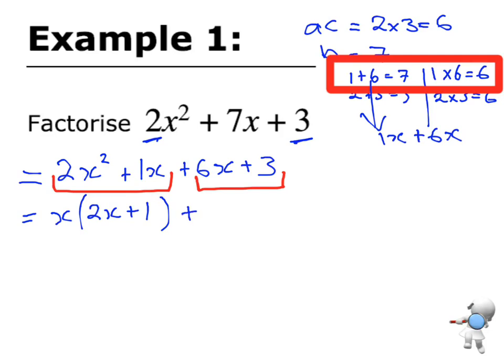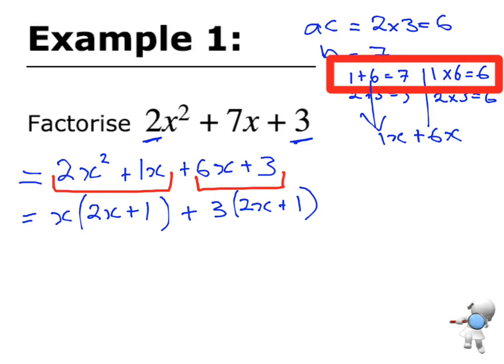Then plus. Now look at those second two terms, the 6x plus 3, and think 6x plus 3, what do they both have in common? Well, they've got a factor of 3 that's in common. So 3 times what is 6x? 3 times 2x plus 3 times 1. And so now I have factorised those two pieces separately.